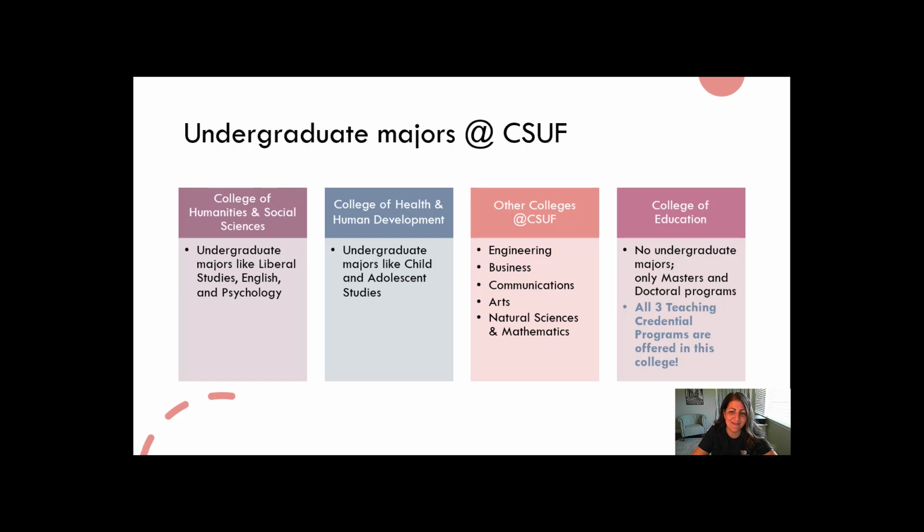Someone explained this to me. So in the first three columns there, you're going to see that there are colleges that have undergraduate majors associated with them. So for example, the major of liberal studies falls under the College of Humanities and Social Sciences. The major of CAS, Child and Adolescent Studies, falls under HHD, Health and Human Development. And in the third column, there's additional colleges. Each one has majors that find their way to teaching.